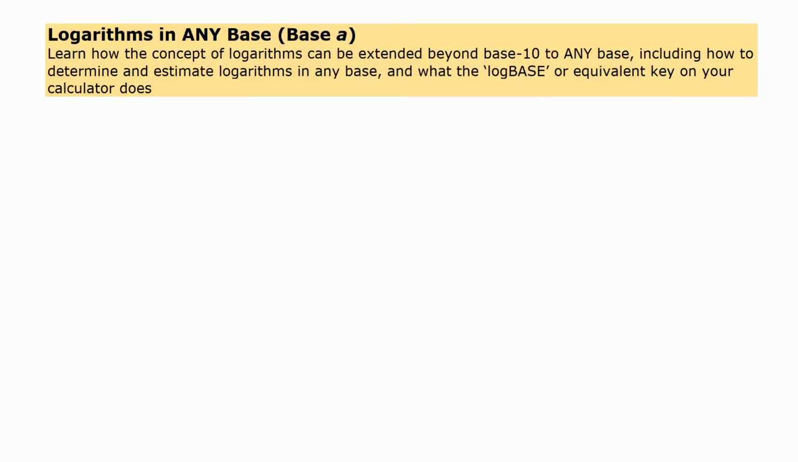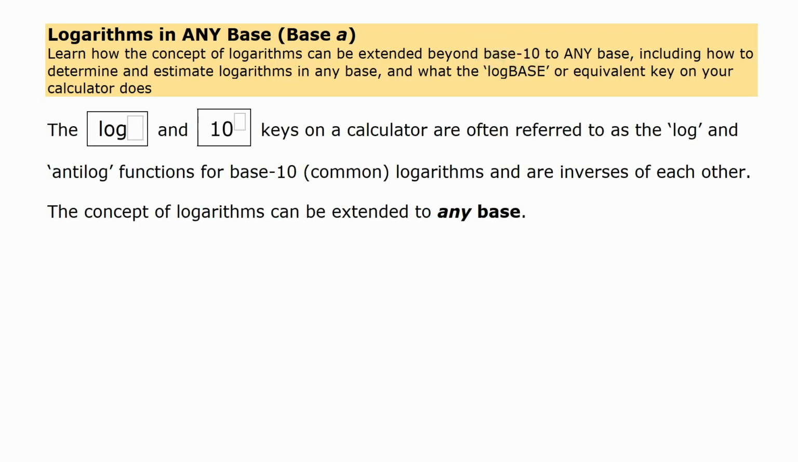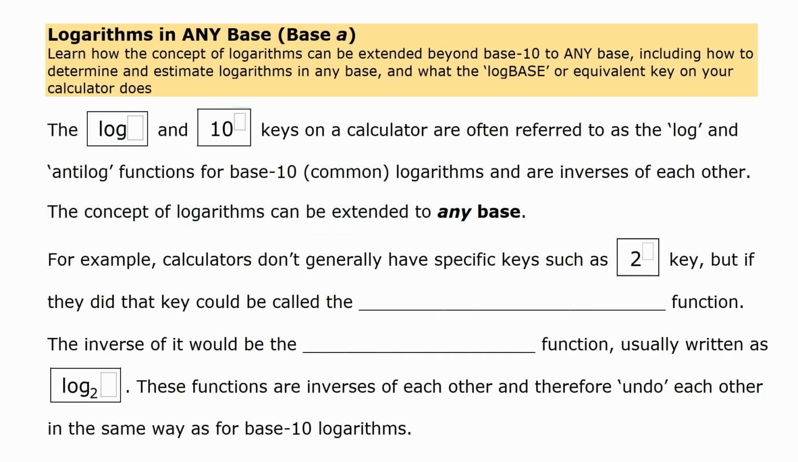I'm going to assume that you are familiar with base 10 logarithms, either from my previous video to this one or from somewhere else, and that you have an understanding of what the logarithm key and the anti-logarithm key for base 10 or common logarithms do. And now what we're going to do is extend that concept, everything we know about base 10 logarithms, to logarithms in any base, base 2 or 5 or whatever. And all of the concepts are exactly the same.